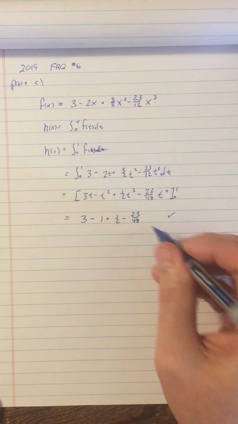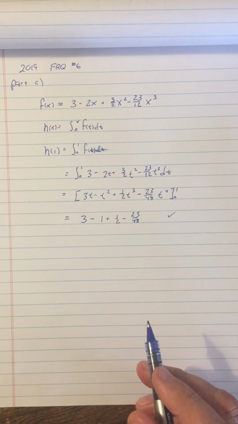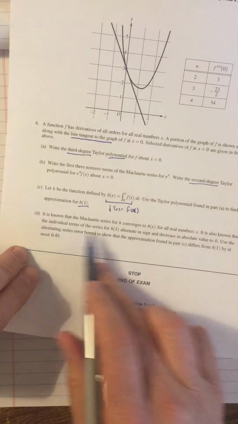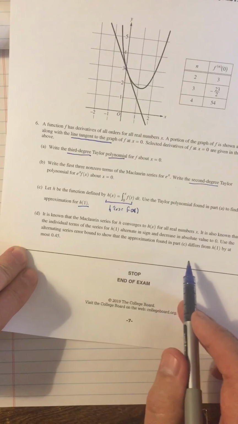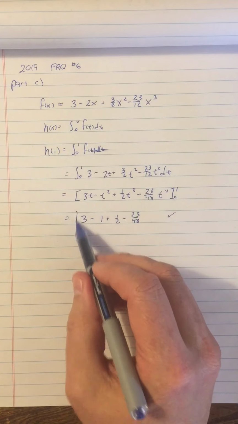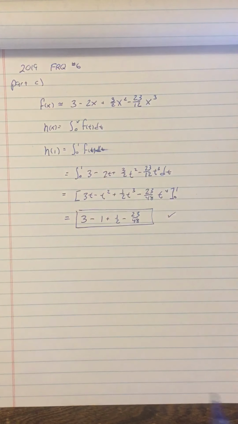Presumably you can look ahead and say, am I going to need this number to be simplified for part D? It doesn't look like you're really going to need it for part D, so we'll just leave it like that. Regardless, you could leave it like that and simplify it if you need it later, but I don't think we do.